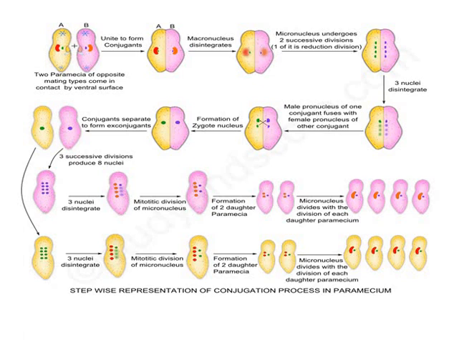Then conjugants separate to form exoconjugants. 3 successive divisions produce an 8 nuclear body. So 3 nuclei disintegrate, mitotic division undergoes, formation of 2 daughter Paramecia. Macronucleus divides with the division of each daughter Paramecium. The same like this, another step: the 3 nuclei disintegrate, mitotic division of the micronucleus forms 2 daughter cells. Macronucleus divides with the division of each daughter Paramecium.